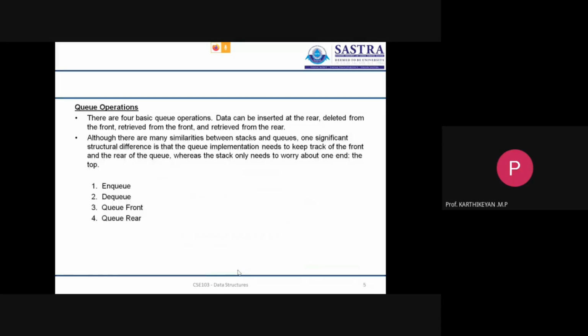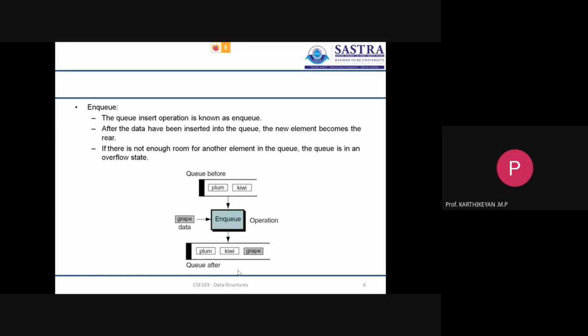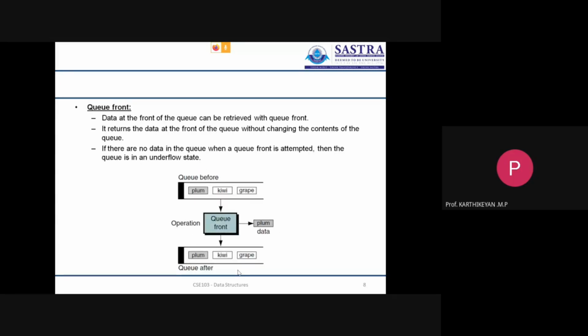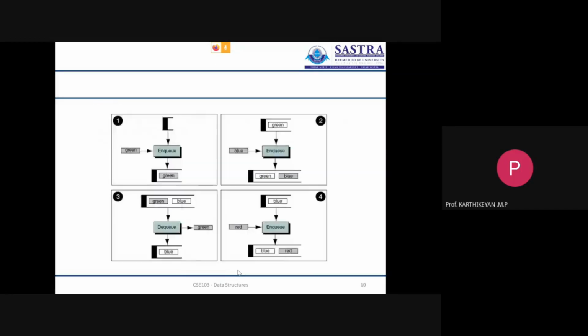The basic queue operations are enqueue, dequeue, queue front, and queue rear. Enqueue means adding an element into the queue. Dequeue means removing an element from the queue, and queue front means checking what is the element at the front of the queue. Queue rear means checking what is the value at the rear of the queue. Who is standing at the last, who is standing at the first, checking this is queue front and queue rear. And the enqueue operation. So we'll directly go to the algorithm. Here the operations are explained, in detailed pictures.